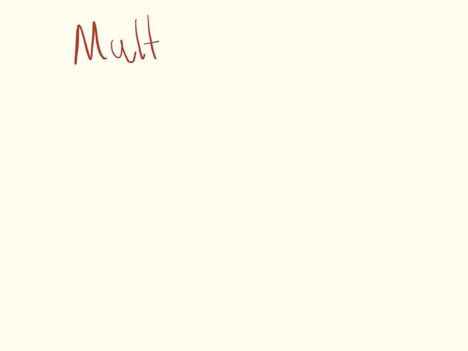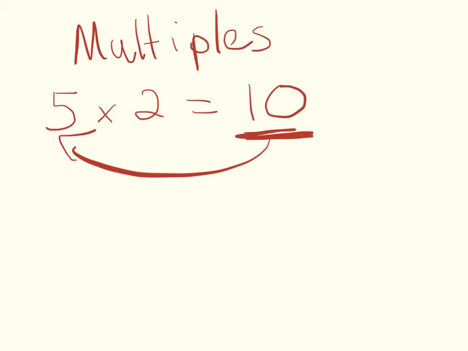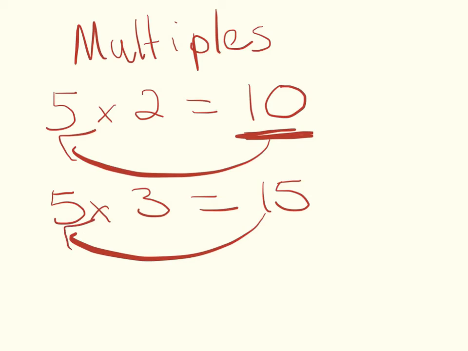Multiples are probably the easiest one of these three to understand. If we were to take the number 5 and multiply it by 2 equals 10, so 10 is a multiple of 5, because we multiplied it by another factor to get a product. So we could also say 5 times 3 is also a multiple of 5.